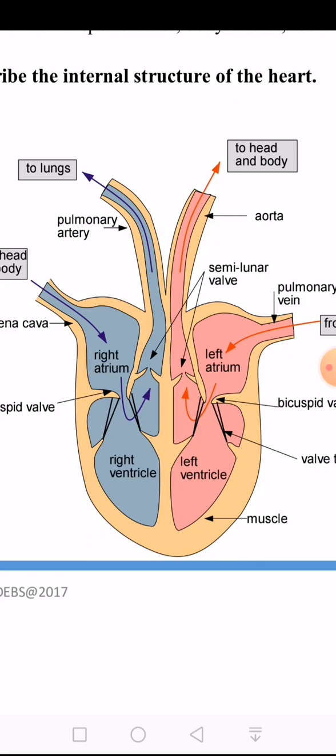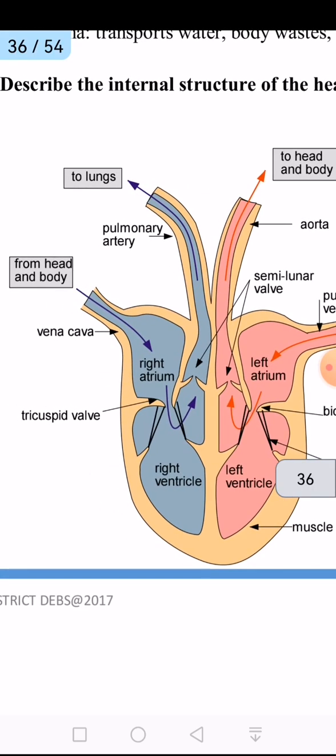So what is the function of the right atrium? The function of the right atrium is to receive deoxygenated blood from the body.